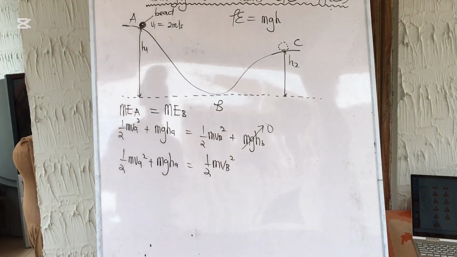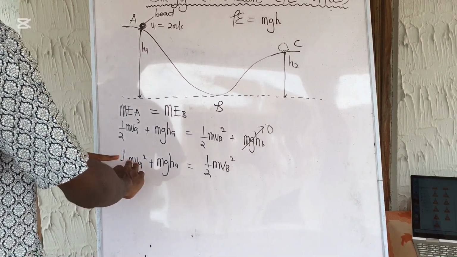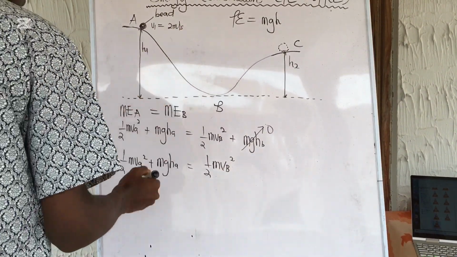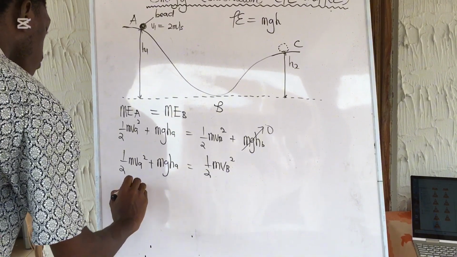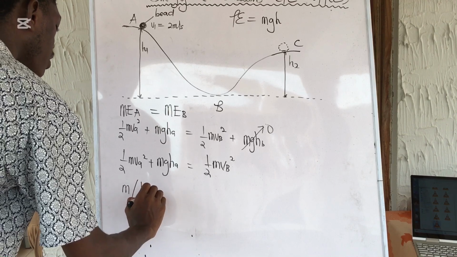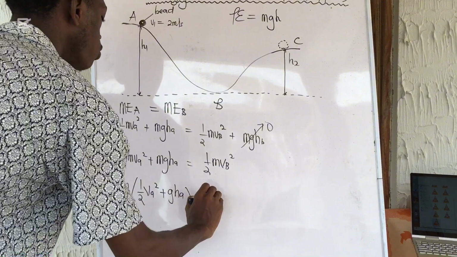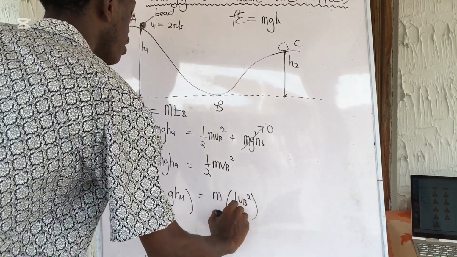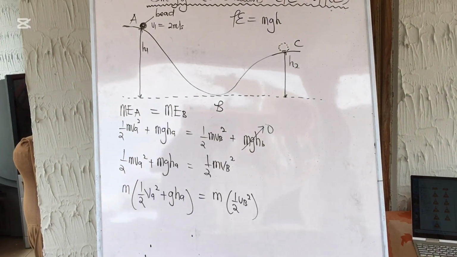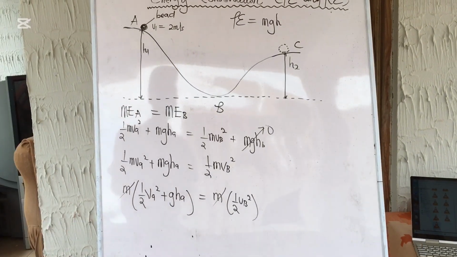Now this is the relation that we are having between point A and point B. The reason why I'm saying that the mass is not important is that we have mass here, and we can factorize mass out. If you factor mass out, then we have m times (half va square plus jha) is equal to m times half vb square. From there we can cancel our mass out. So mass is not important. As you can see, the mass will cancel out.